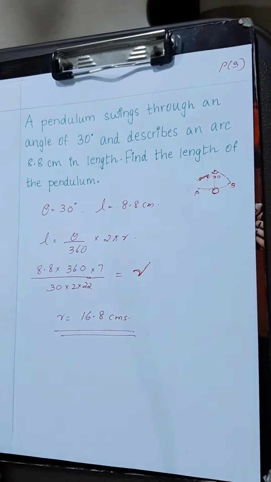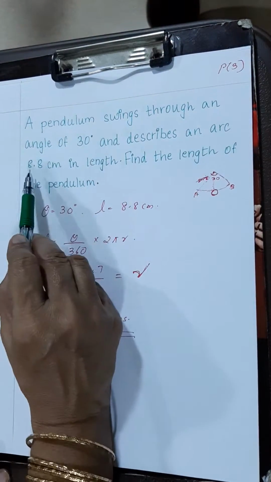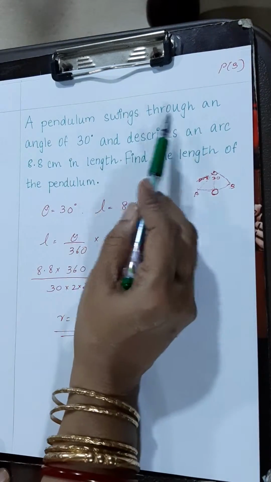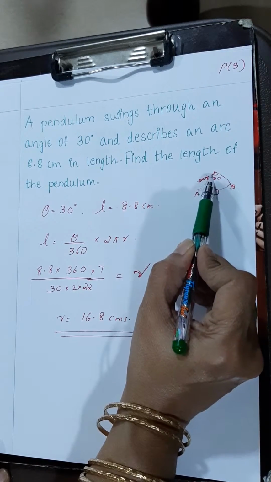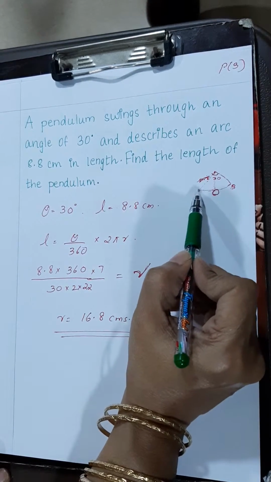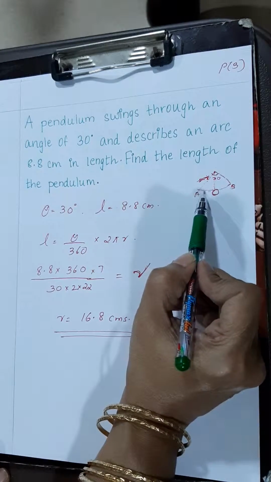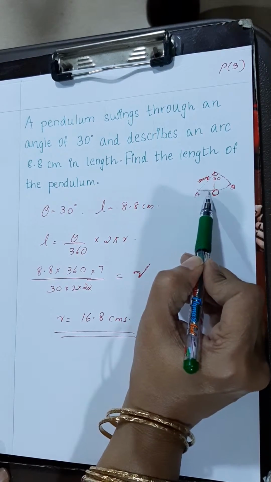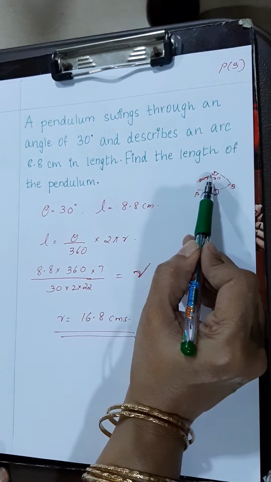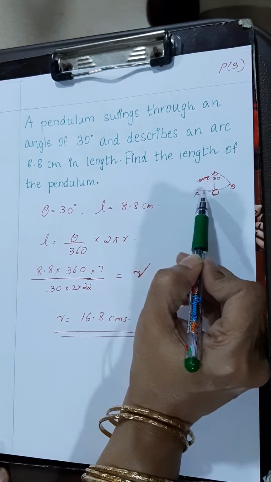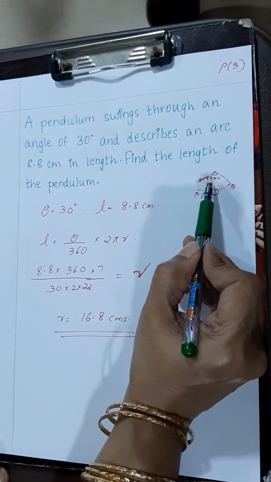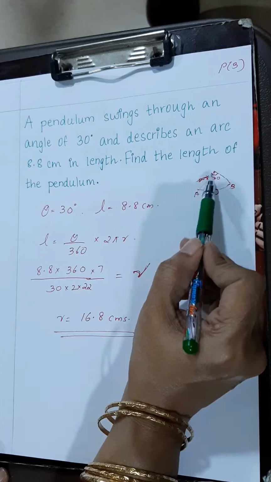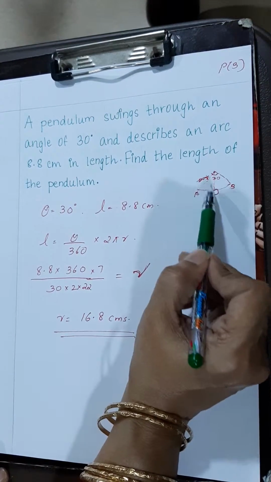A pendulum swings through an angle of 30 degrees and describes an arc of 8.8 centimeters in length. Find the length of the pendulum. So the pendulum swings through an angle of 30 degrees, so this angle is 30 degrees. This is the pendulum, it moves like this, and describes an arc of 8.8 centimeters. So this length AB is 8.8 centimeters. From here it comes and then goes back, oscillates, and the angle it describes is 30 degrees. Now we have to find this length, the length of the pendulum.